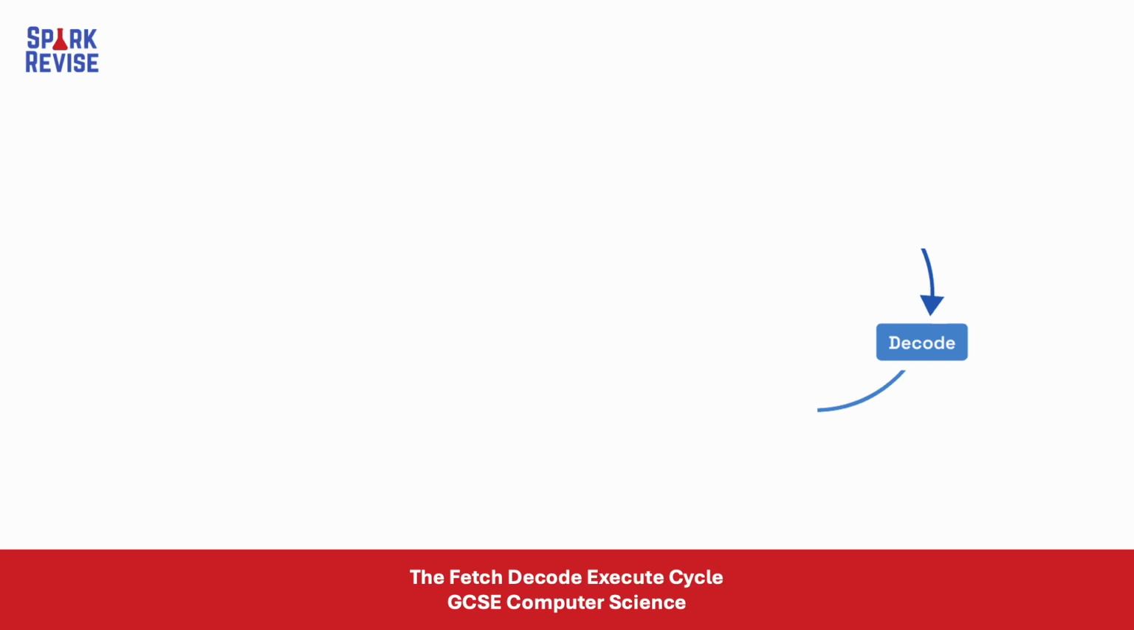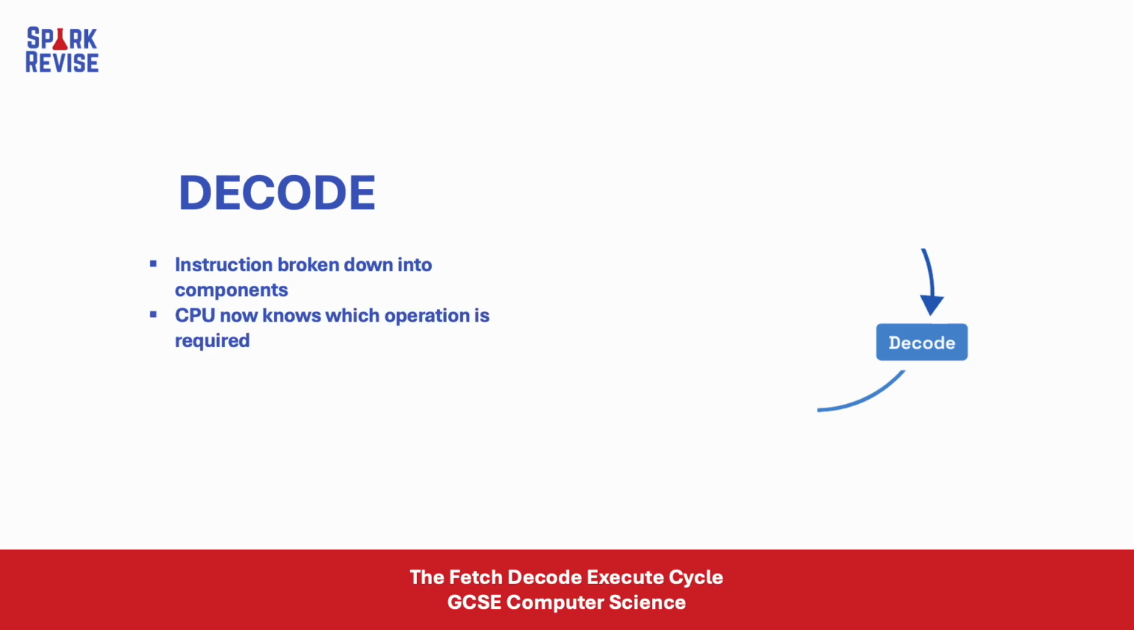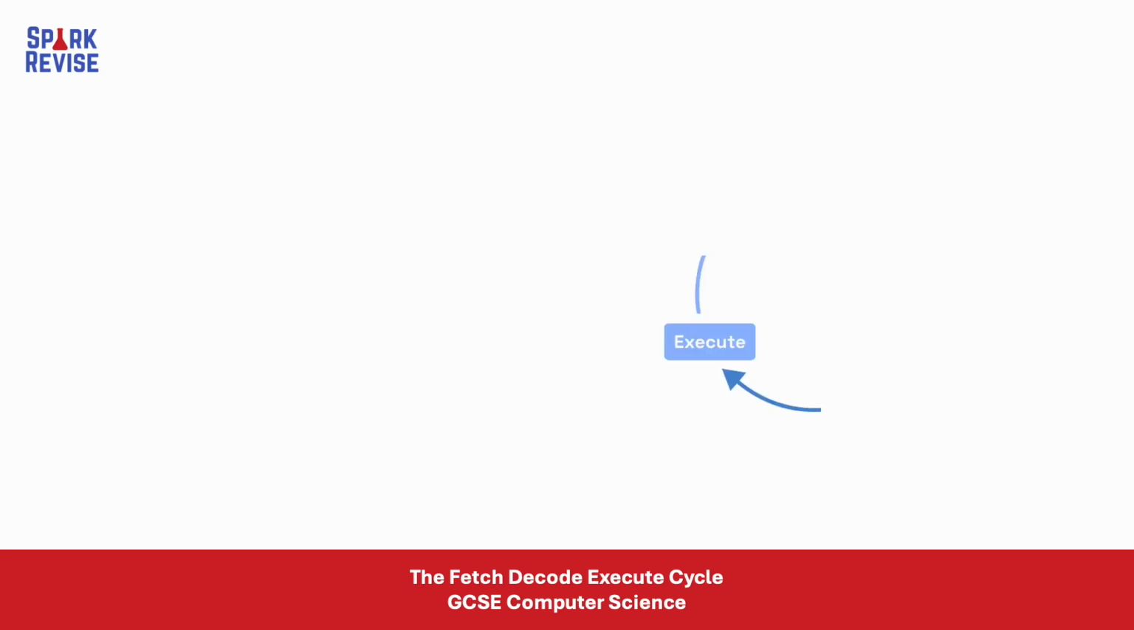And the second stage is decode. Here, the control unit examines the instructions stored in the CIR to determine what actions need to be performed. The instruction is broken down into its components so that the CPU understands which operation is required. If the instruction involves arithmetic or logical operations, it is passed to the ALU, which is where all our maths, all our AND, OR, NOT, greater than, less than operations are carried out.